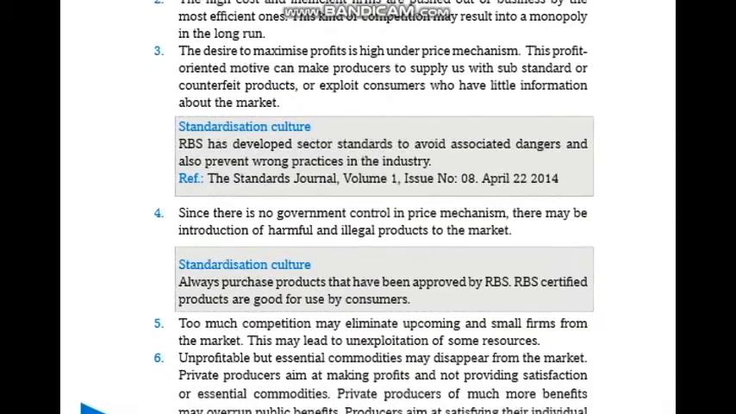Yeah, we have seen that about monopoly. Number 3, the desire to maximize profits is high under price mechanism.